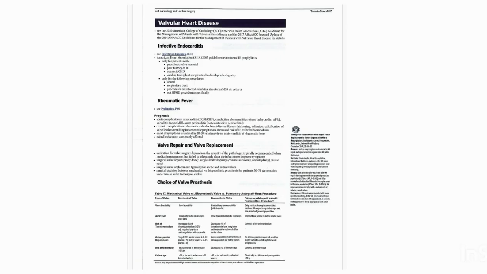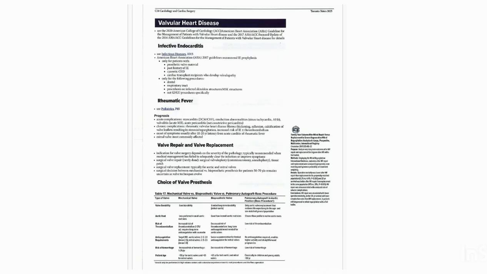Bioprosthetic valve. Bioprosthetic valves offer lower risk of thromboembolism, usually no need for lifelong anticoagulation, especially in the aortic position, and lower bleeding risk. However, they have limited durability because they gradually degenerate over time. They are generally preferred in patients older than 65 years, where valve longevity is less of a concern, and avoiding long-term anticoagulation is beneficial.